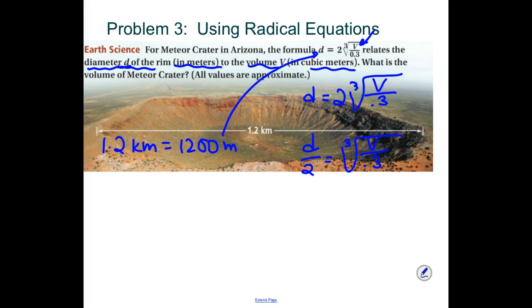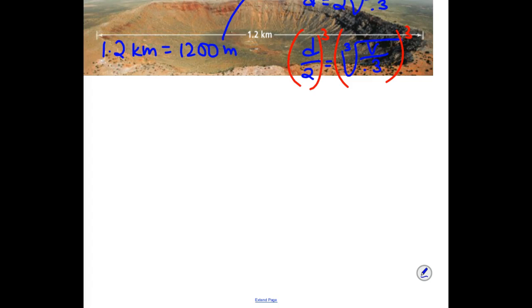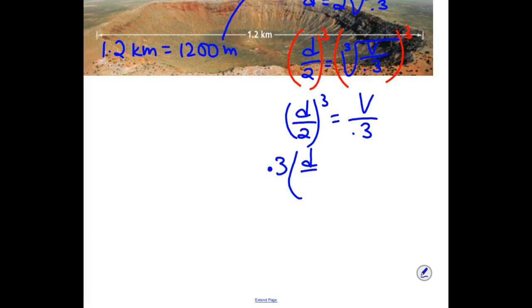Now what? How do we undo a cube root? Bring it to the third power. Okay, so we have to take both sides to a third power. We are going to have D divided by 2 to the third power equaling V divided by 0.3, 3/10. How do we get rid of the 3/10? Multiply it to the other side. So we have 3/10 times D divided by 2 cubed equals V.